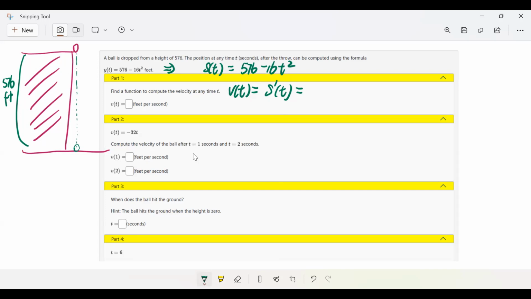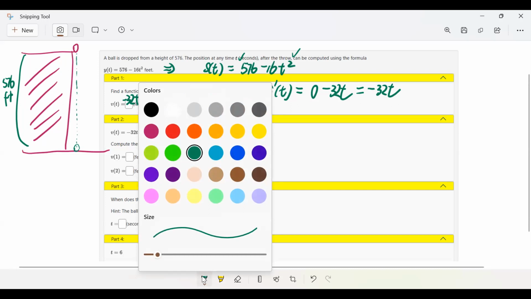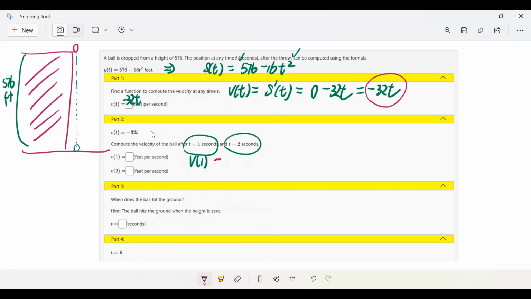So the derivative of 576 with respect to time t is 0. The derivative of negative 16t squared becomes negative 32t. So basically, we get the velocity function right away, negative 32t feet per second. That's the unit for the velocity. And for v of 1, 2 seconds, once you have the velocity function, just replace the t with the given number here. It's going to be negative 32 times 1, which is negative 32.